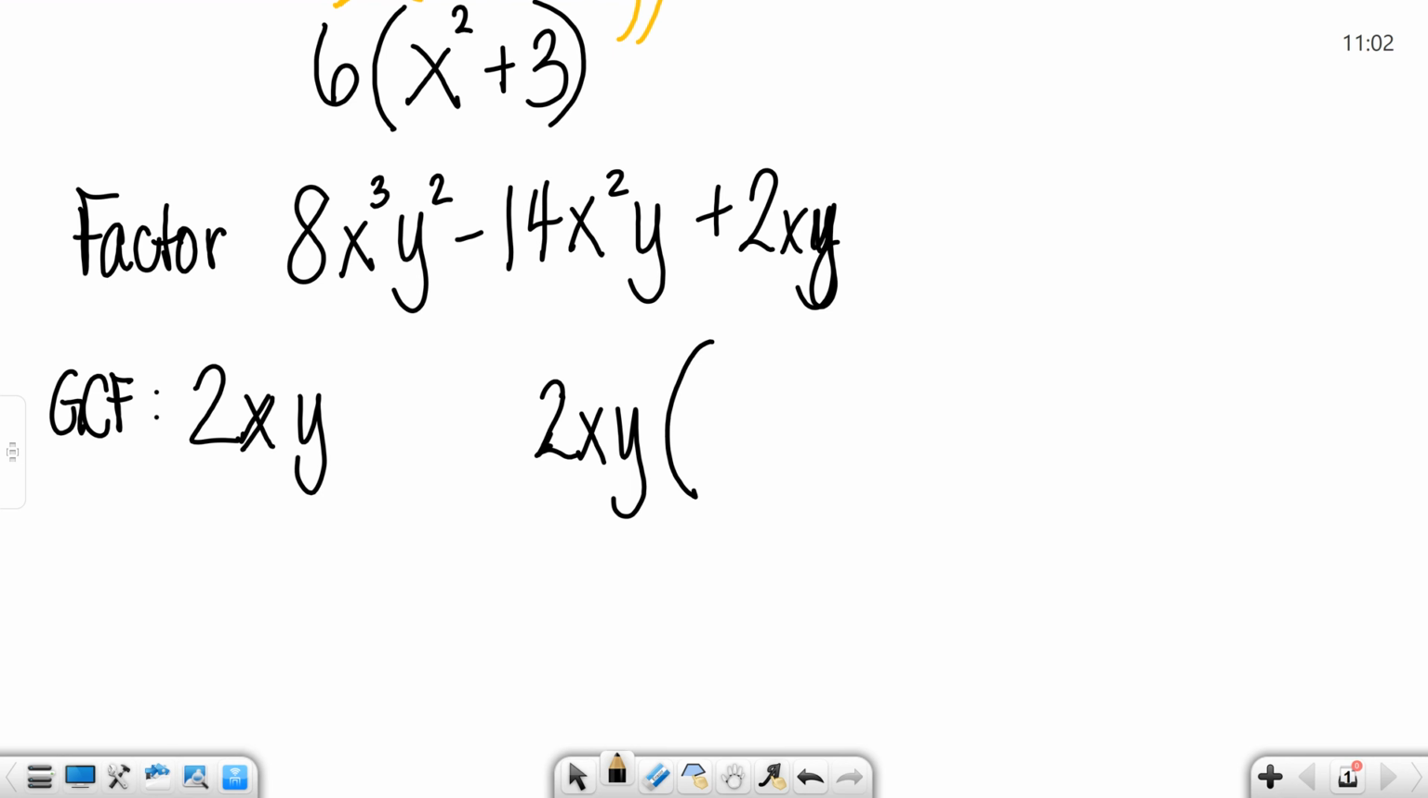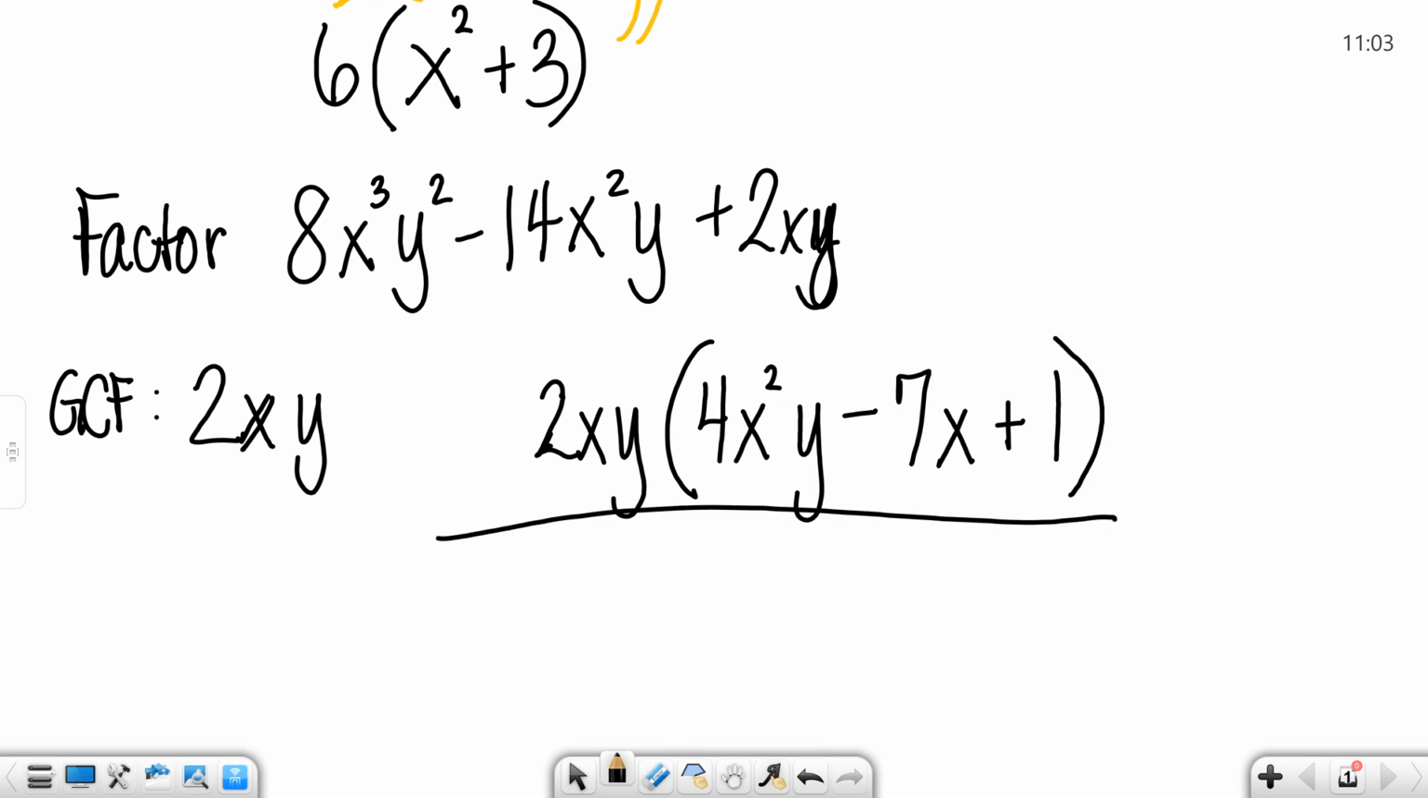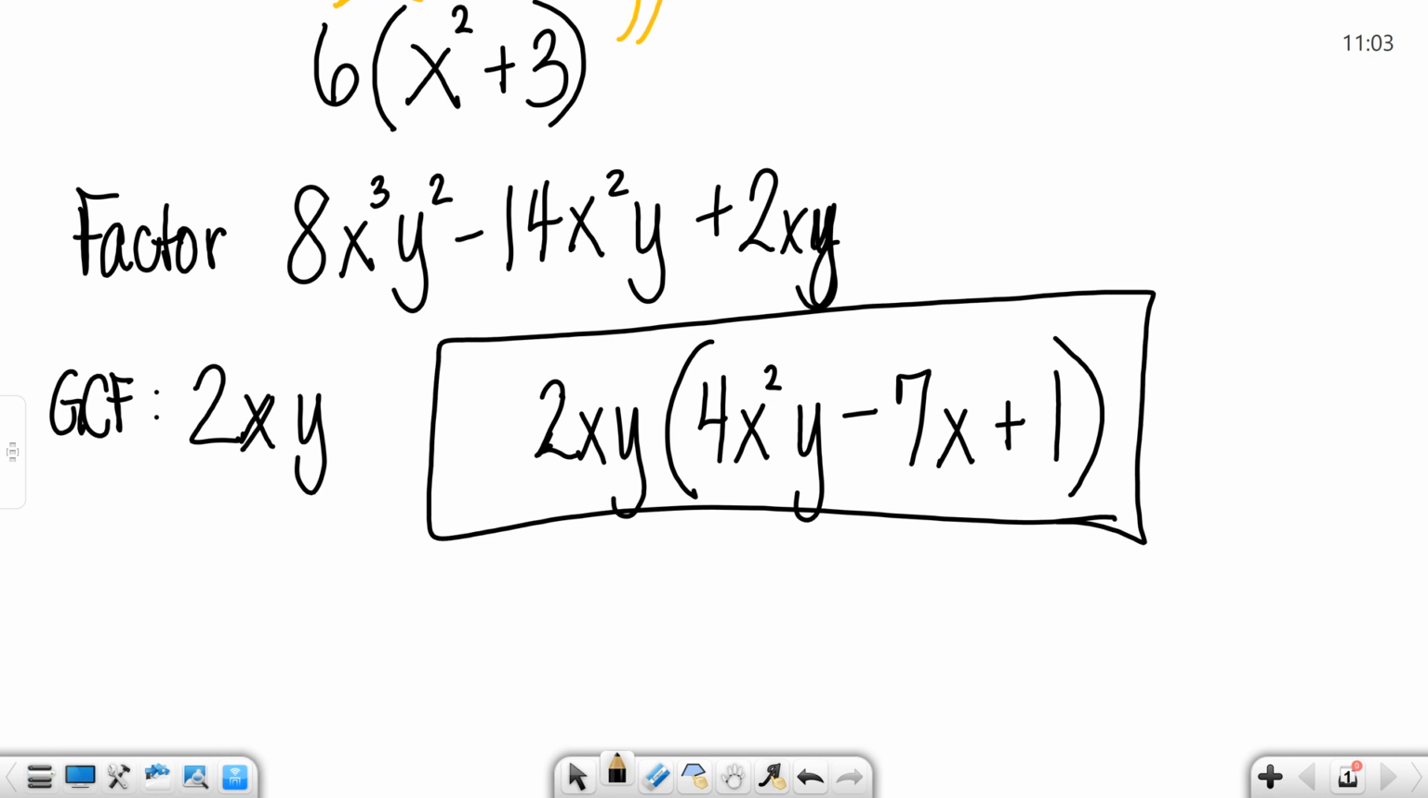Okay, when you factor it out, you think division. So 8 divided by 2 leaves me with 4. X cubed divided by x, I subtract the exponents. Y squared divided by y, I subtract the exponents. Negative 14 divided by 2 would be a negative 7. X squared divided by x, I subtract my exponents. And then y divided by y gives me a 1, so that divides out. 2 divided by 2 gives me a plus 1. The x divided by x gives me 1, and y divided by y gives me 1. So this would be my final factored answer for this problem.